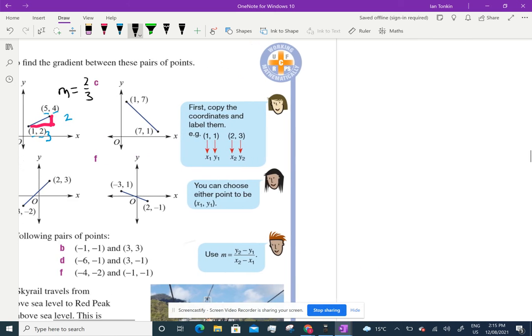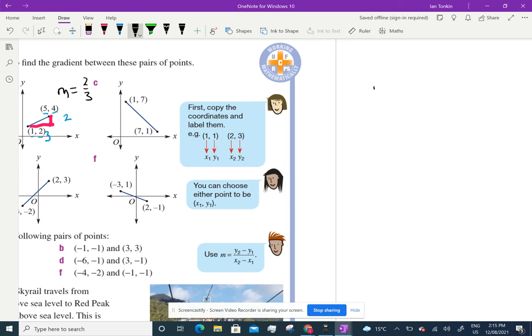But this is what I want you to be able to do. If you're going to use the formula, write the 2 points above each other. 5, 4, and 1 and 2. And then the formula is you subtract the y values. 4 minus 2. And then you subtract the x values. 5 minus 1.